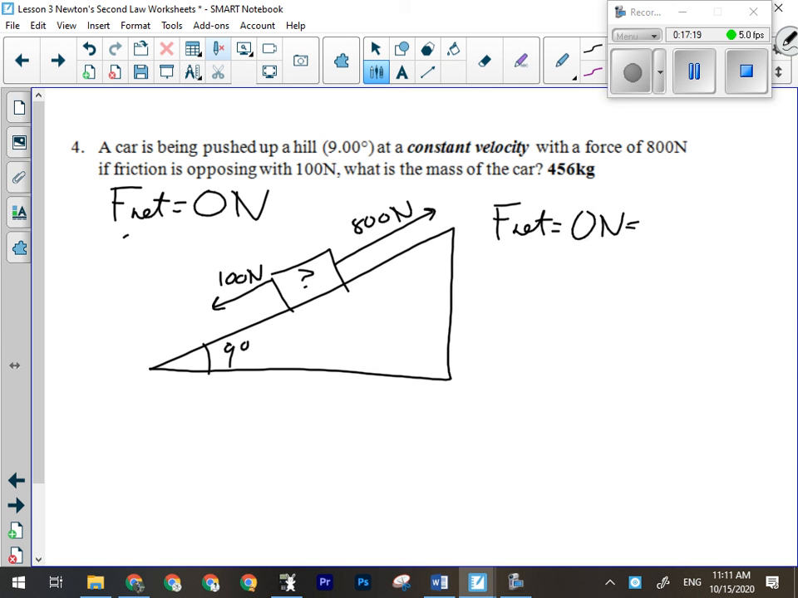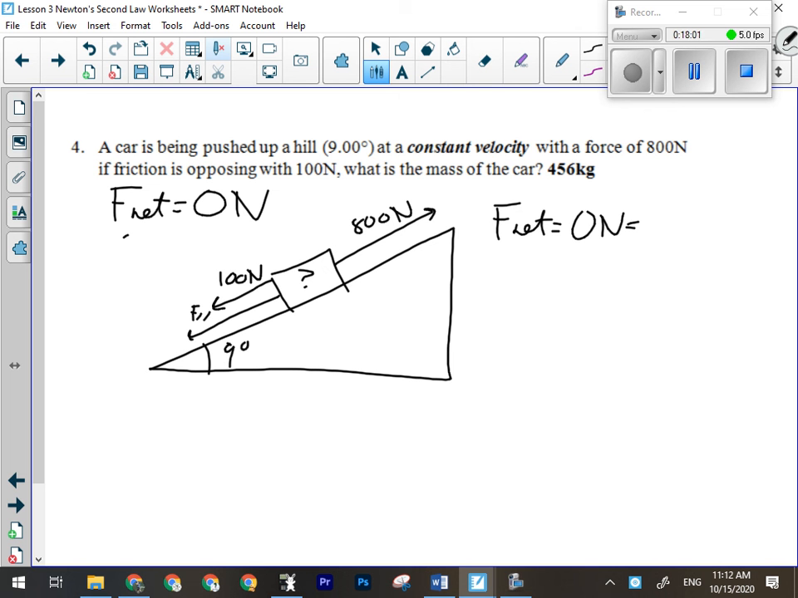What's the other force involved here that I don't have on my diagram? What force acts down every single ramp, hill, or plane? F parallel. How big is F parallel? What number is it actually? 700 newtons. How do I know that? Because the net force is 0. If I have 800 newtons up the ramp, I have to have 800 newtons down the ramp. That's how I know that.